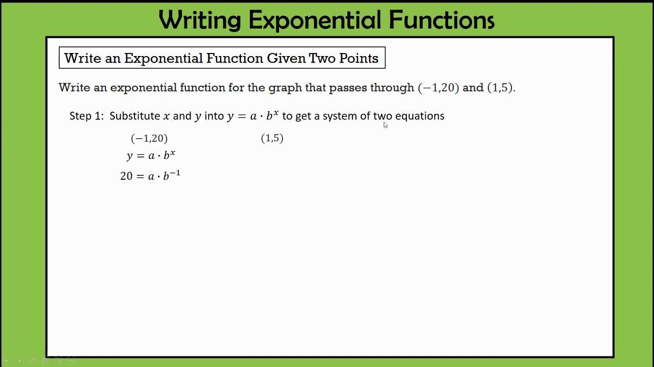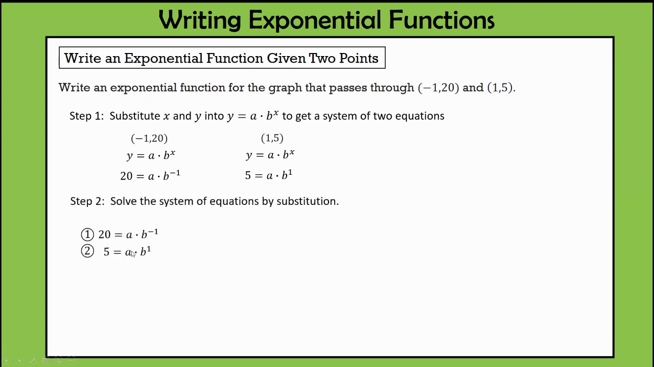Second equation, take the ordered pair (1, 5). Start with your general equation, y equals a times b to the x, replace y with 5, x with 1, and we have 5 equals a times b to the first. Okay, so we have two equations and two unknown variables. So we're going to solve that system. So here's my system. Equation 1 is 20 equals a times b to the negative first. And equation 2 is 5 equals a times b to the positive first.